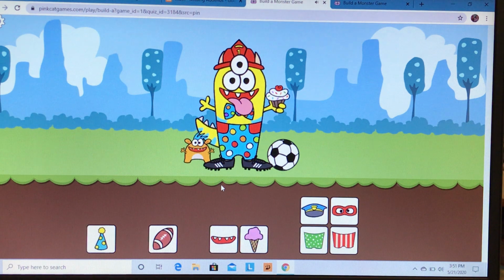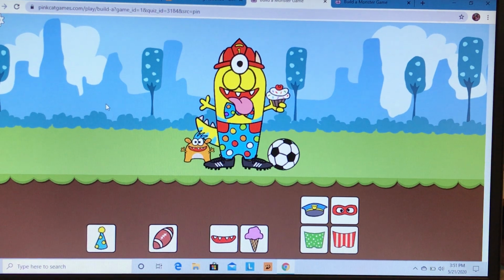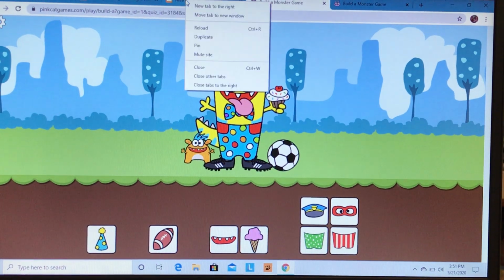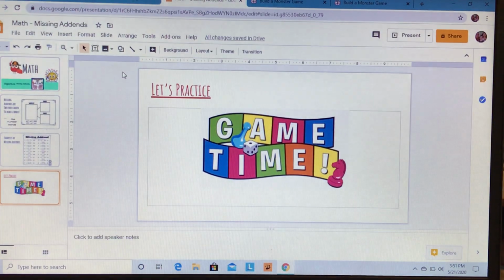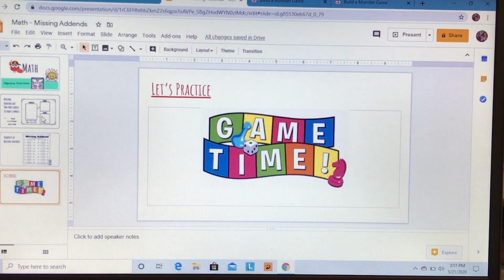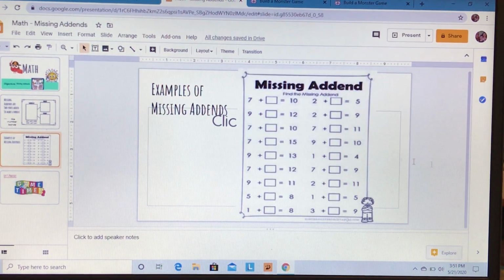And now he's got a soccer ball and some soccer shoes. So remember, when you're working with missing addends, it is very similar to number bonds. You've got 2 parts, and when you add them together, they're going to make a whole, okay? You will be doing some practice with this week, and you've done some already.